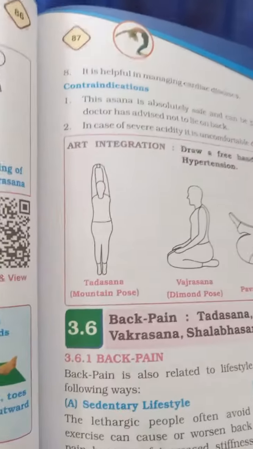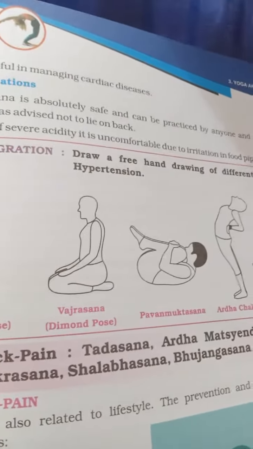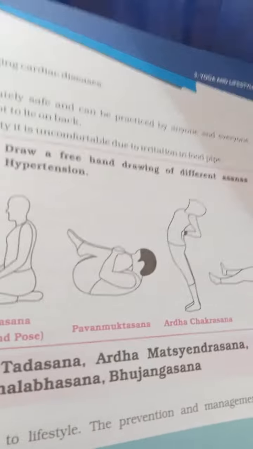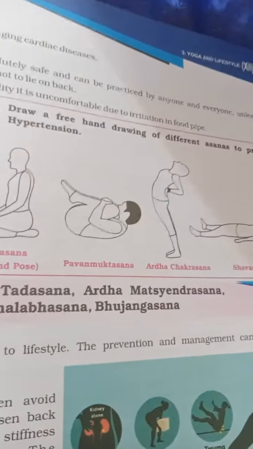The best one is Savasana. When you do Savasana, you are almost reducing your stress level. So these are the asanas: Tadasana, mountain pose, then Vajrasana, which I have explained earlier, Pavana Muktasana, which I have also explained, Ardha Chakrasana, and then Savasana. All these practical sessions I will be showing you very soon.